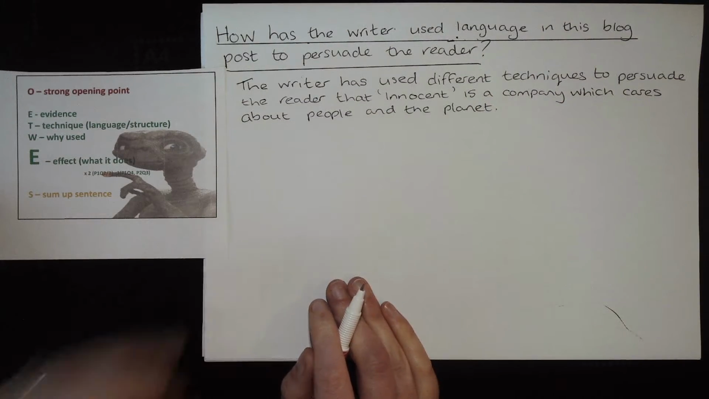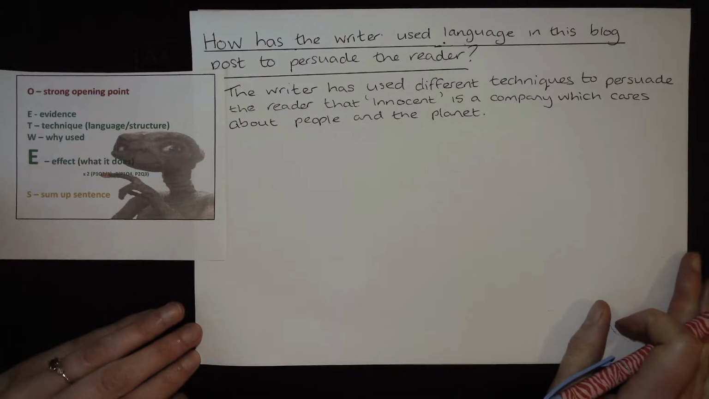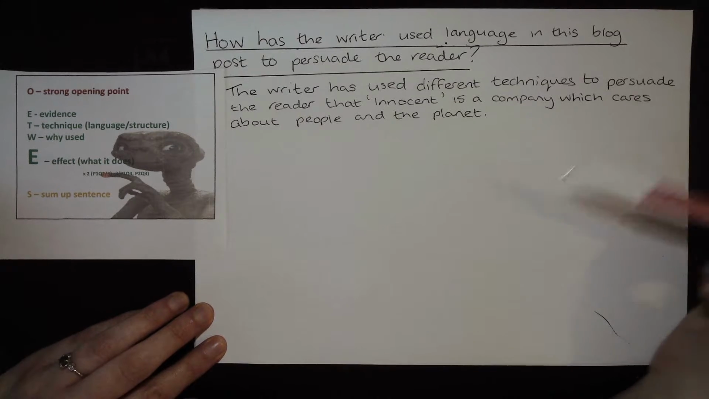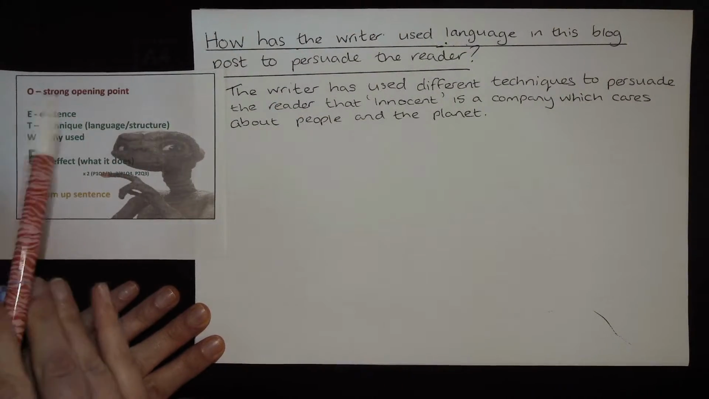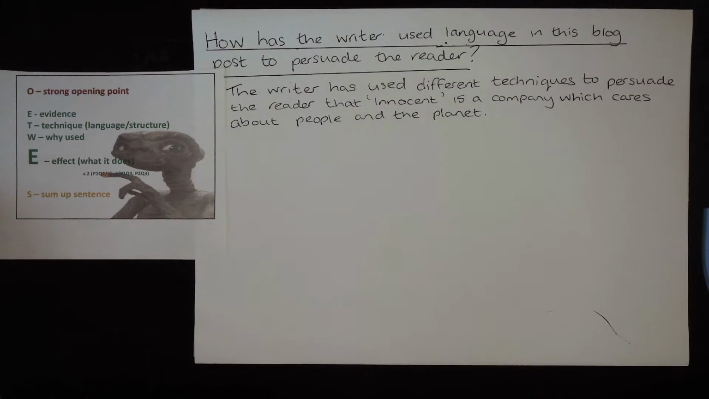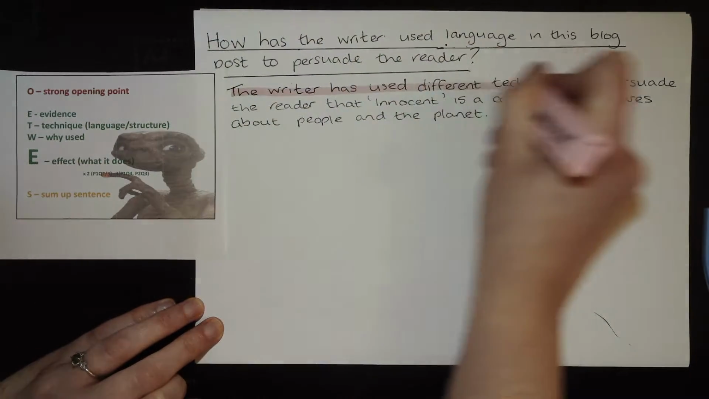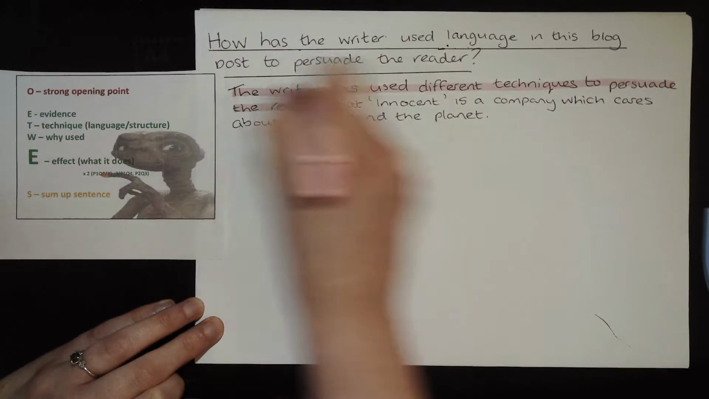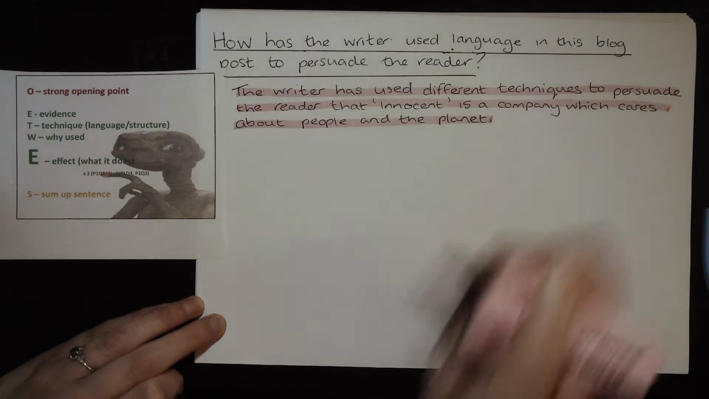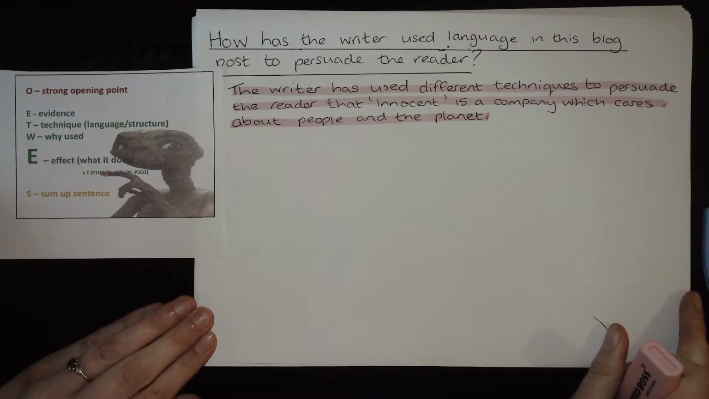Because that really has been what they've been trying to say to us throughout the whole thing that we've looked at, the whole blog post. They've been trying to tell us that they're a good company, that they care about people, they care about the planet. So that would be a really strong opening point that I could show my understanding of the blog post. What I'm going to do is I'm just going to highlight that now in pink so we can see the difference between each stage of the ETWE. I'm going to use a different colour for each section.